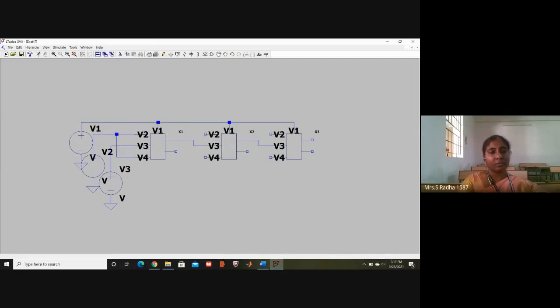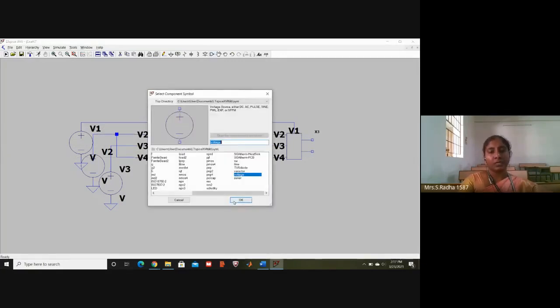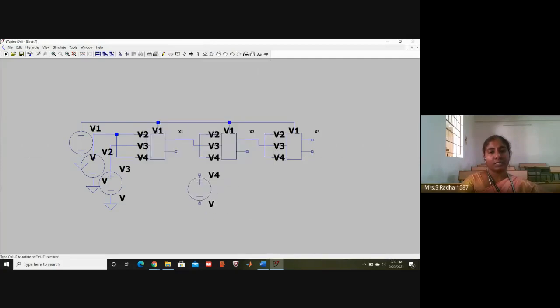So I will connect them together. Similarly, in the second stage, I will connect J and K together, and in the third stage, I will connect J and K together. And here I will give one voltage for the second stage, and I will give another voltage for the third stage.